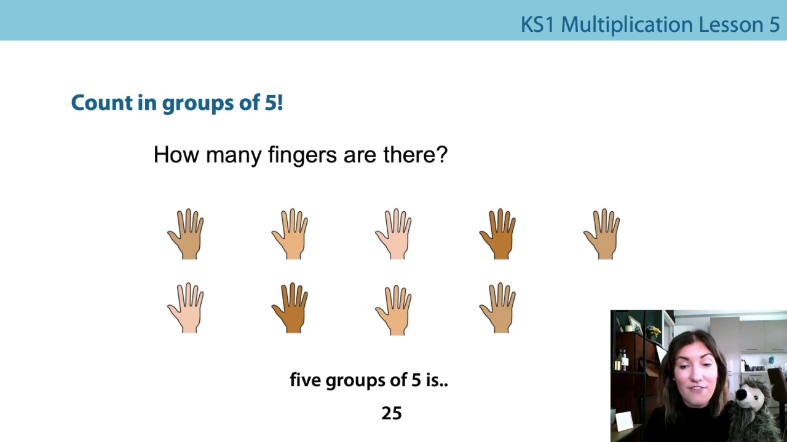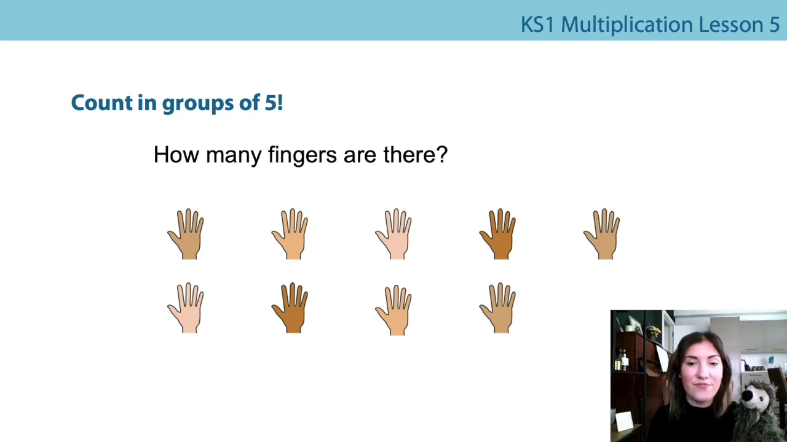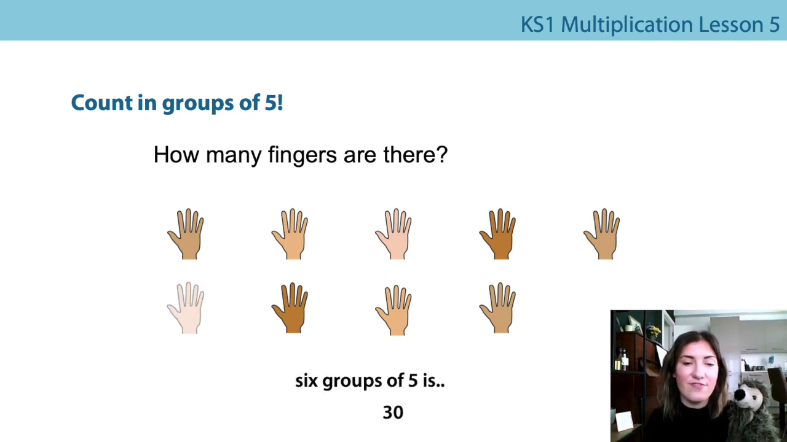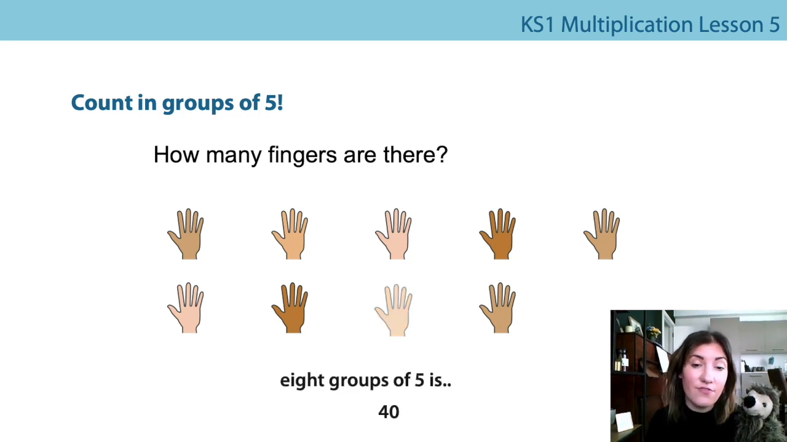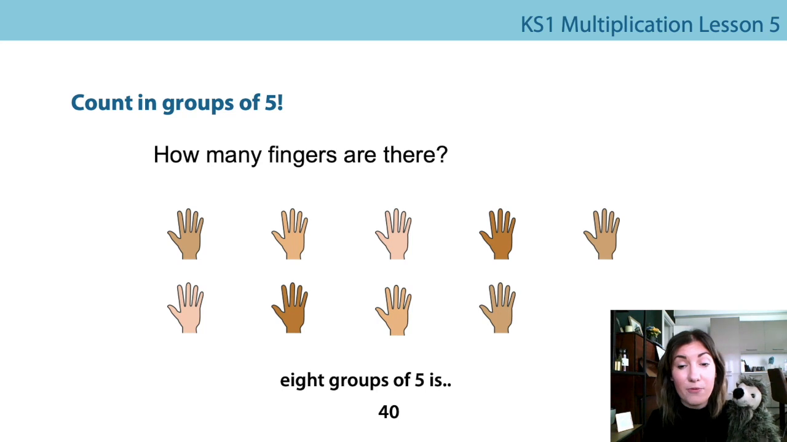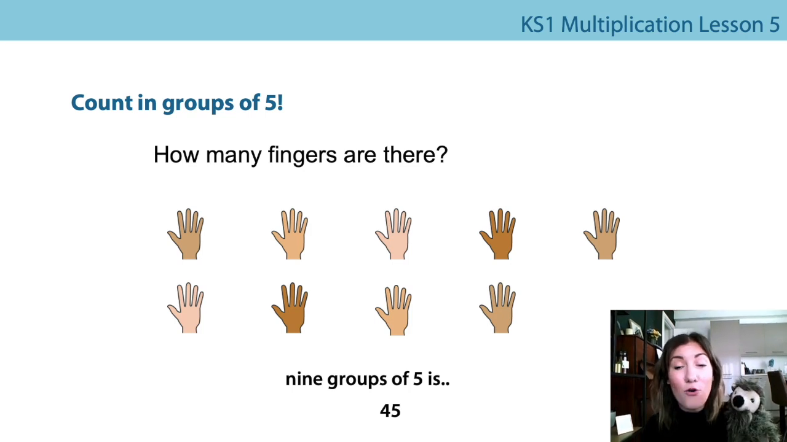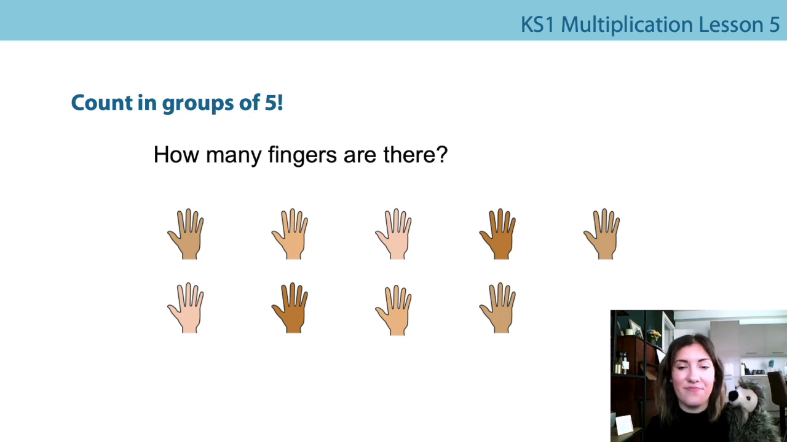5 groups of 5 is 25. 6 groups of 5 is 30. 7 groups of 5 is 35. 8 groups of 5 is 40. 9 groups of 5 is 45. There are 45 fingers up on the screen.